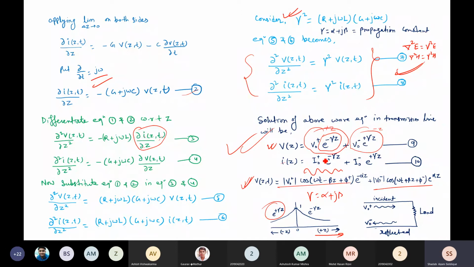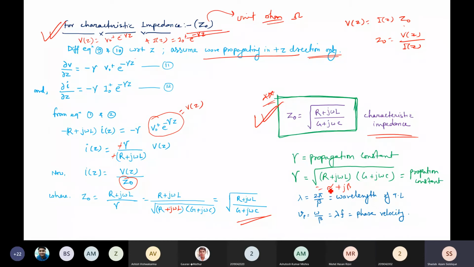One of the waves will be there at a time. Similarly, for current we had I naught plus e to the power minus gamma z, and I naught minus e to the power plus gamma z, where gamma was the propagation constant, which came out to be alpha plus j beta, where alpha was the attenuation constant and beta was the phase constant. We also went through the characteristic impedance, which was the square root of R plus j omega L divided by G plus j omega C.